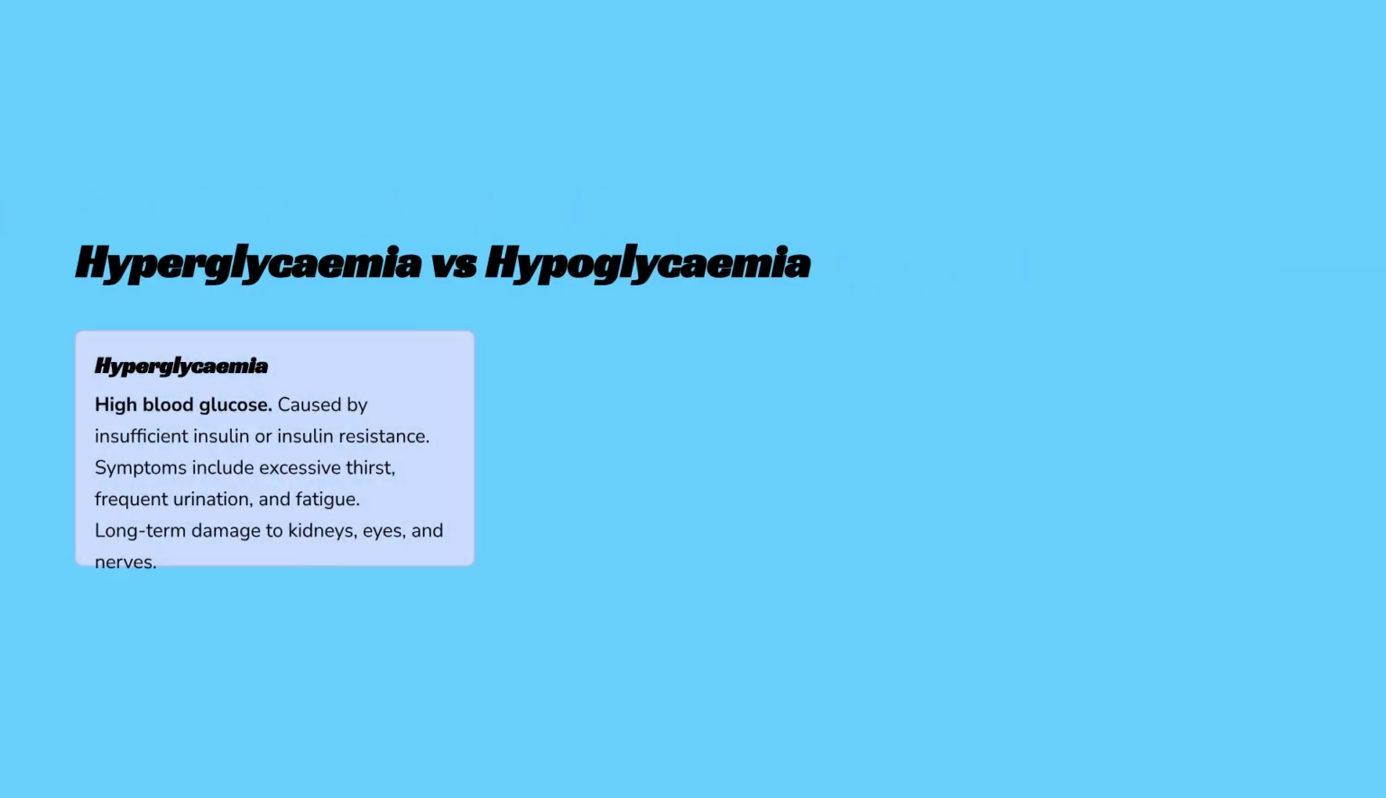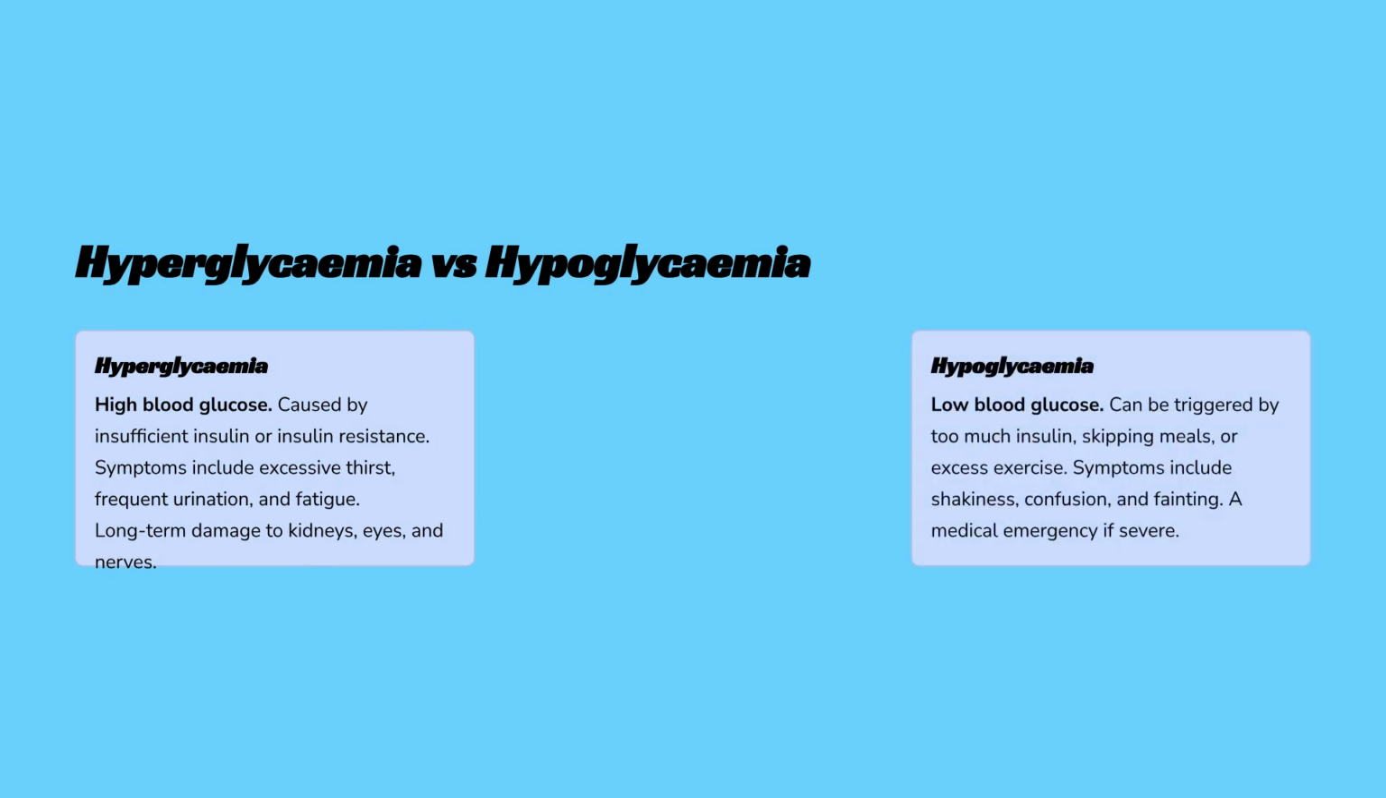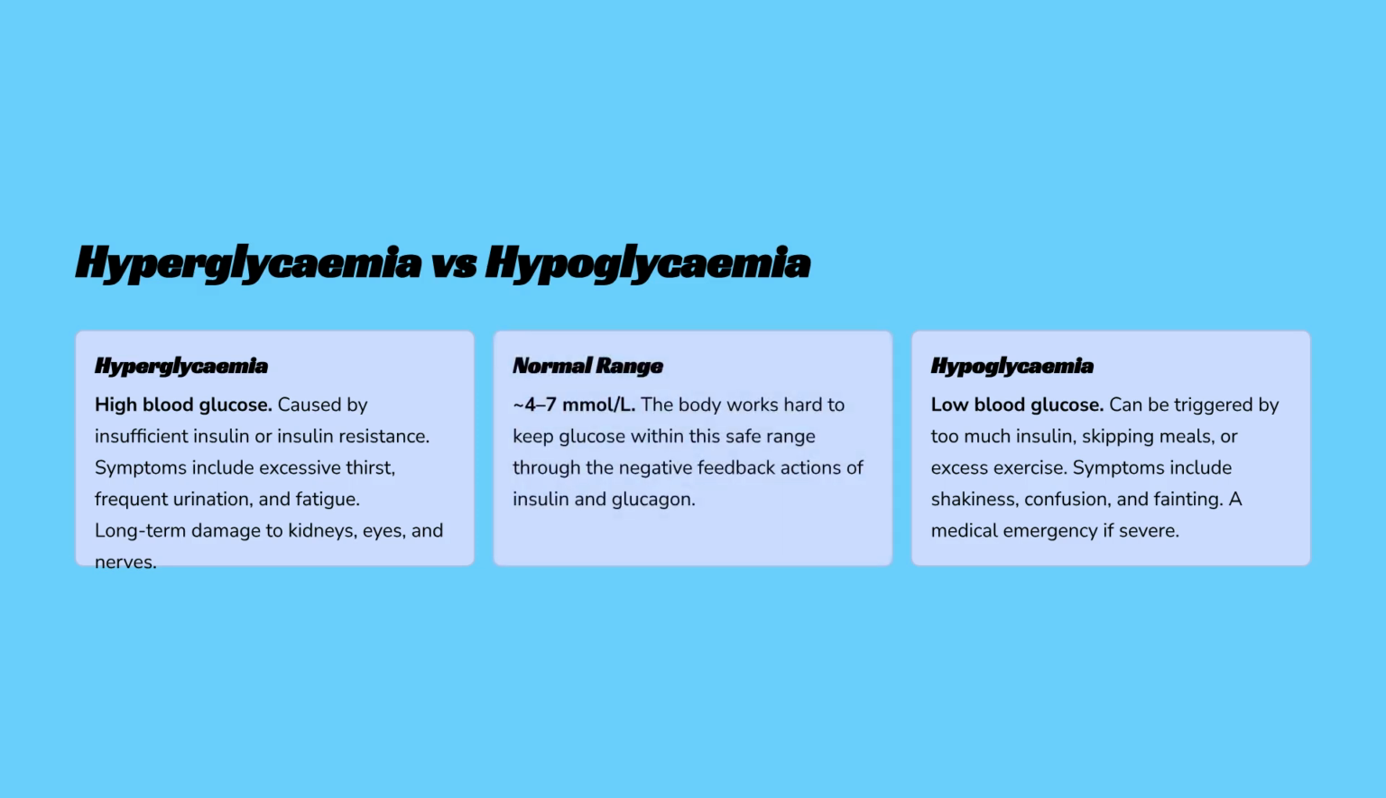Hyperglycemia is high blood glucose, causing thirst and fatigue and leading to long-term damage. Hypoglycemia is low blood glucose, causing shakiness and confusion, and is a medical emergency if severe. The normal range is around 4 to 7 mmol per liter.